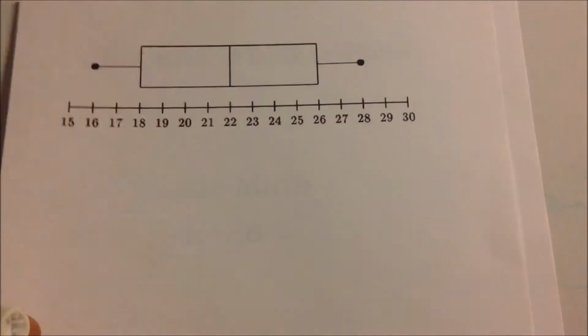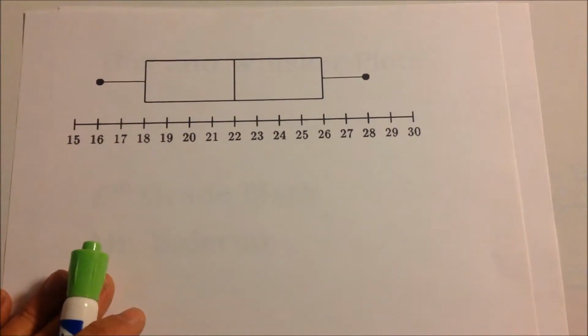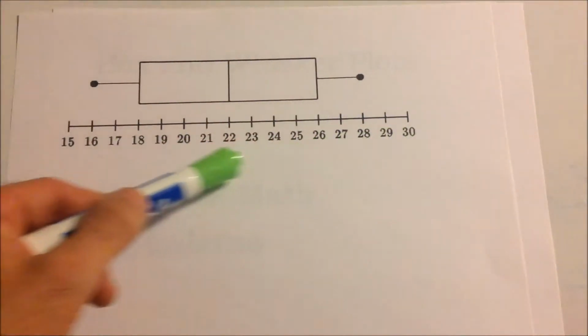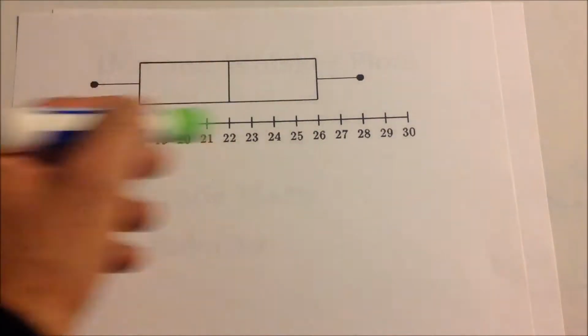So here's what it looks like. It's a box with whiskers. That's why they call it a box and whiskers. And here's some information. These are the numbers, the data, and we can represent that data visually.